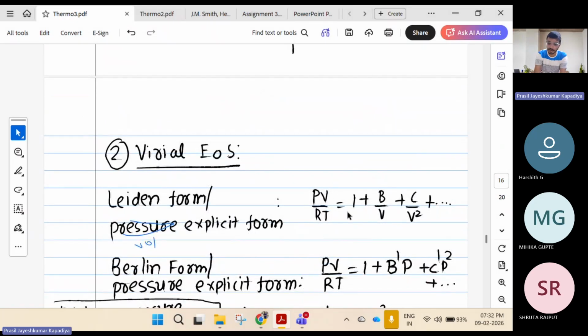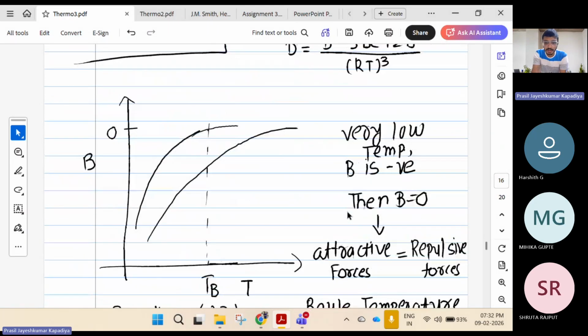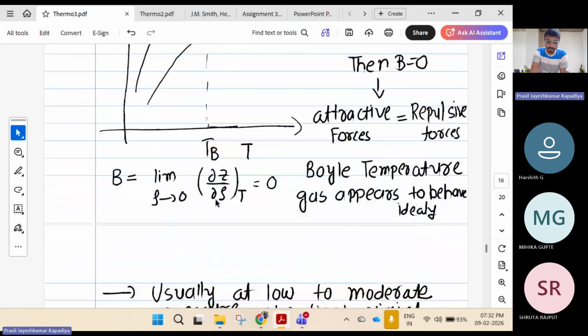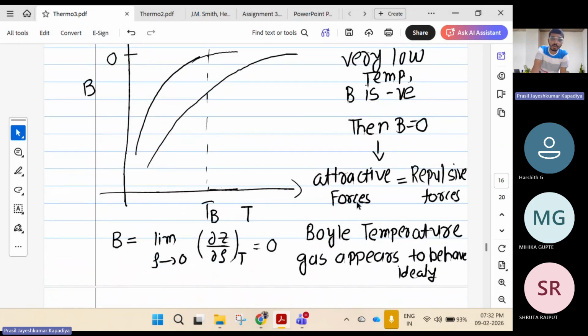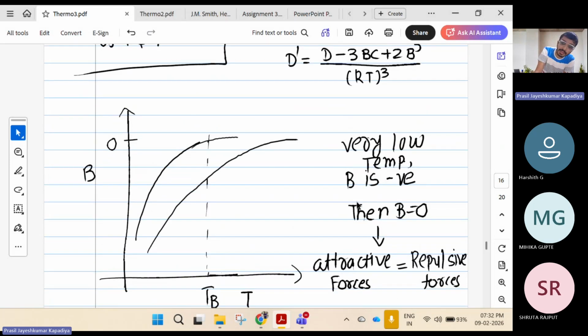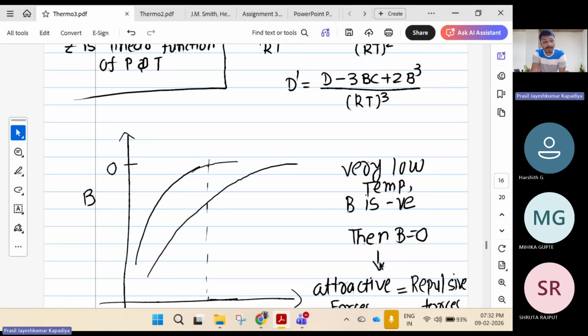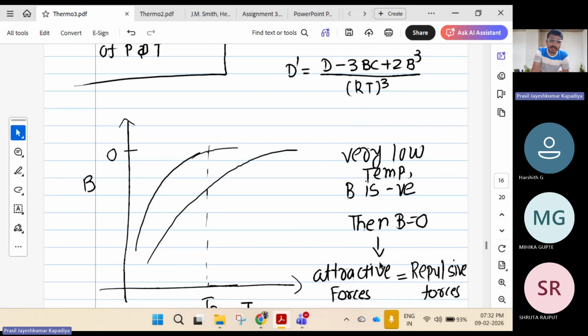PV by RT is nothing but Z, so Z comes out to be 1. That's why this is called the Boyle temperature. This is important to know. You may be asked to find the Boyle temperature, and you don't need any data. You only need ideal gas conditions to find Boyle's temperature.